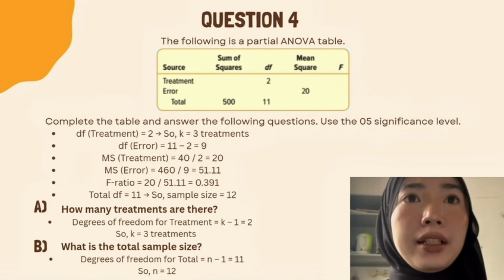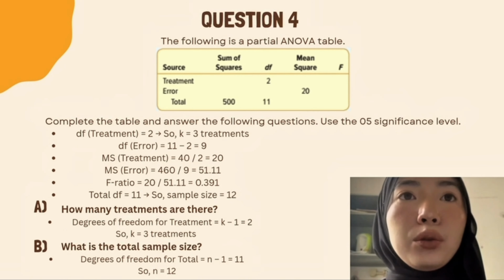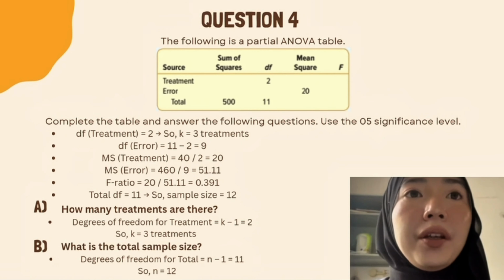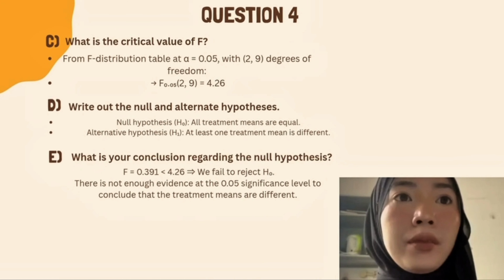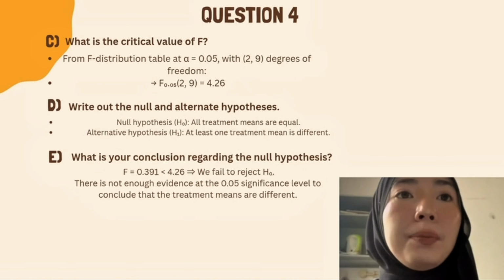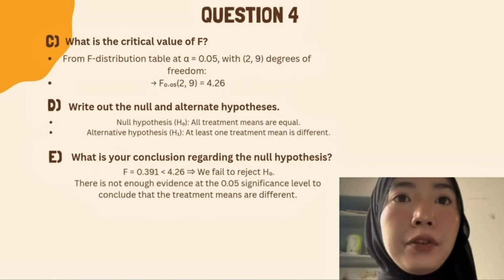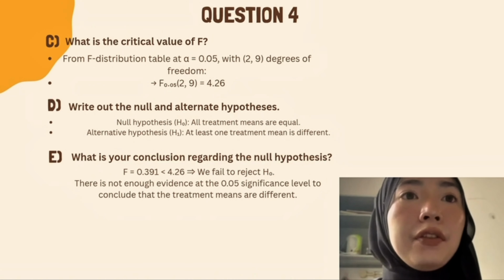For A, how many treatments are there? The df treatment equals k minus 1 equals 2, so k equals 3 treatments. For B, what is the total sample size? The df total equals sample size minus 1 equals 11, so n equals 12. C, what is the critical value of F? From the F distribution table at 0.05 with 2 and 9 degrees of freedom, F 0.05, 2, 9 equals 4.26.